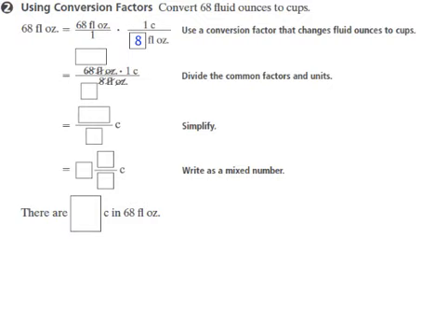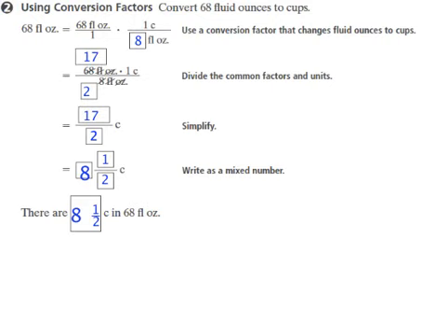So we have 68 fluid ounces over 1 times 1 cup over 8 fluid ounces. Now the fluid ounces cancel each other out, and we can simplify the 8 and the 68. 4 goes into both of those. 8 divided by 4 is 2, and 68 divided by 4 is 17. So there are 17 half cups. That can be changed into a mixed number. 2 goes into 17 8 times. So we have 8 1/2 cups. There are 8 1/2 cups in 68 fluid ounces.